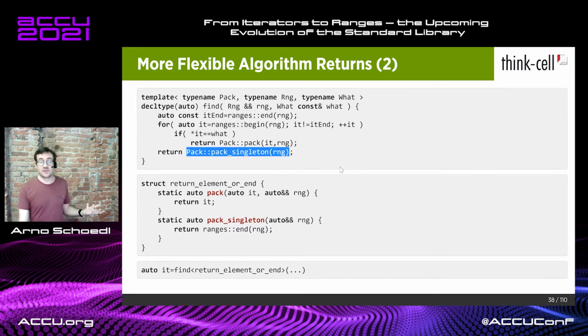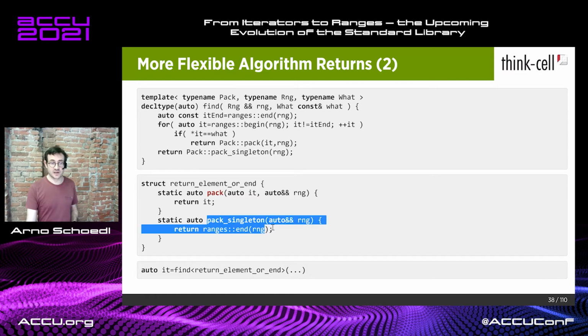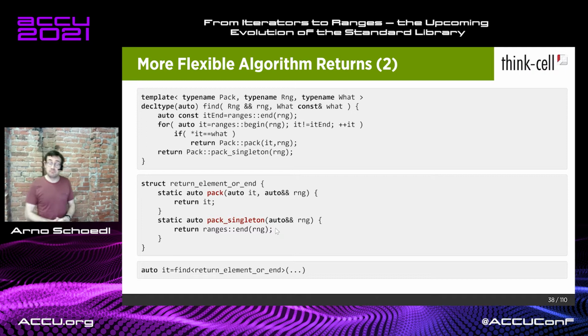Okay, and then the regular customization would be, well, if I found something, then I just return the iterator. And if I didn't find anything, I return end. Okay, so that's the natural thing that you would do. But now you can fold into this customization point, and that's something we took from Boost that didn't carry over to C++20, but we liked it. That's in Boost range, they have that kind of customization.